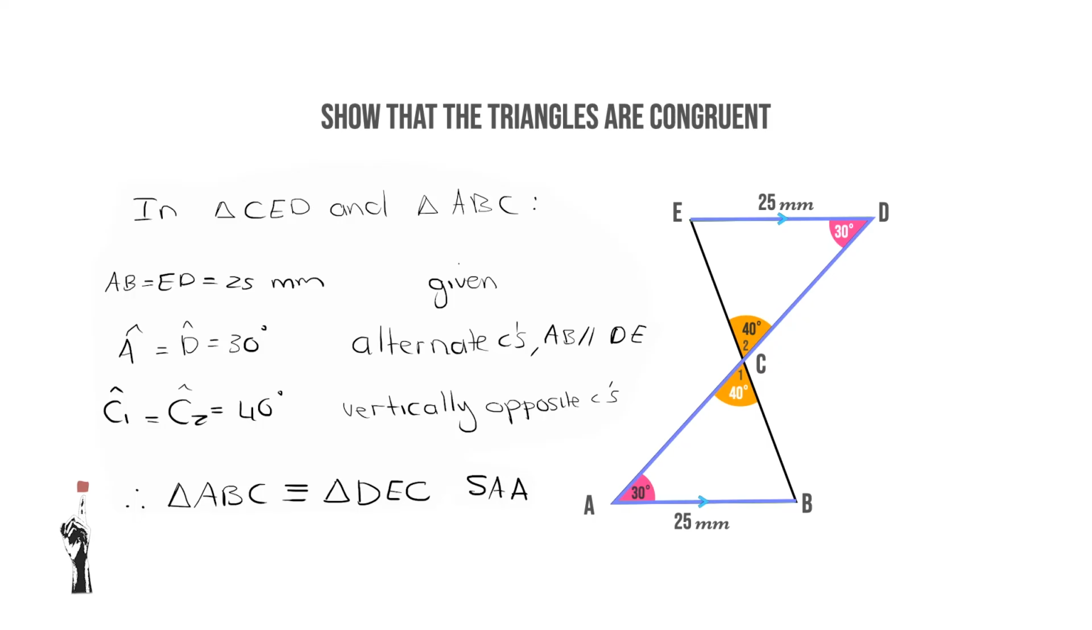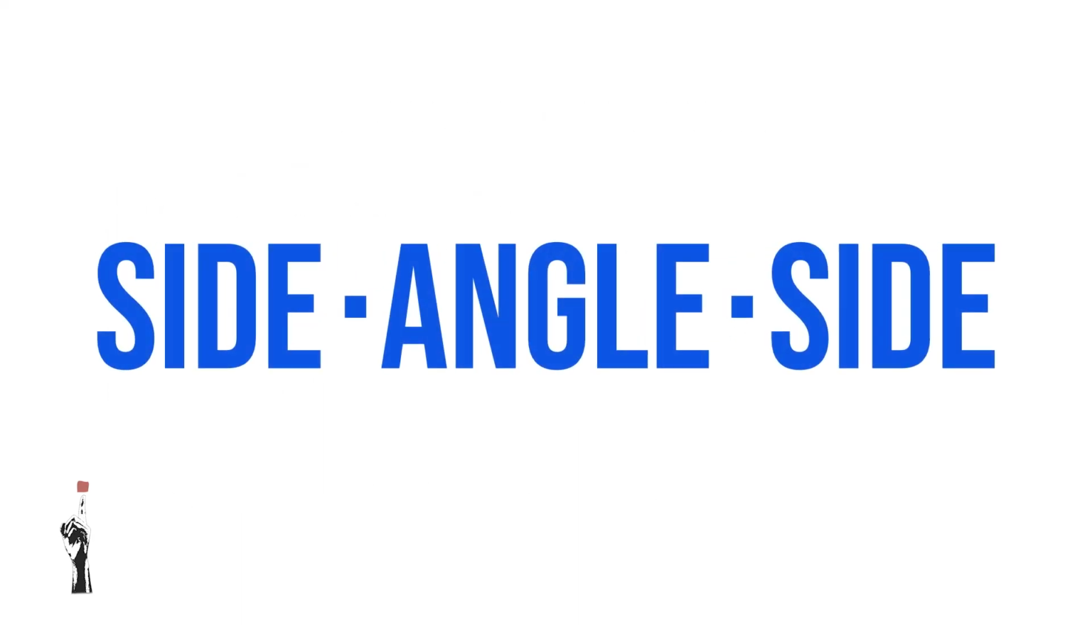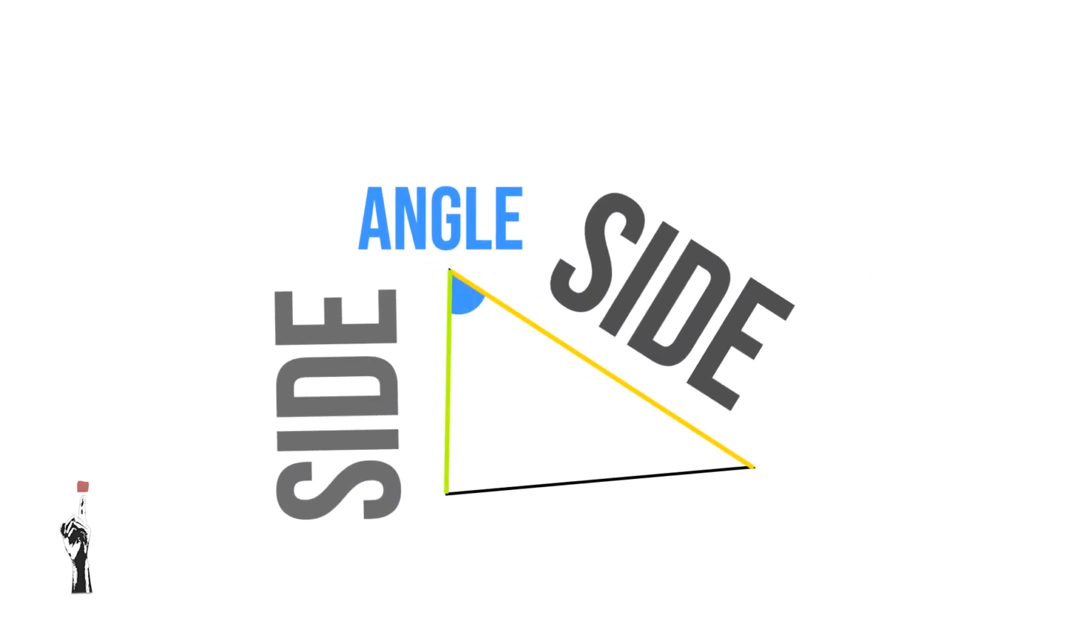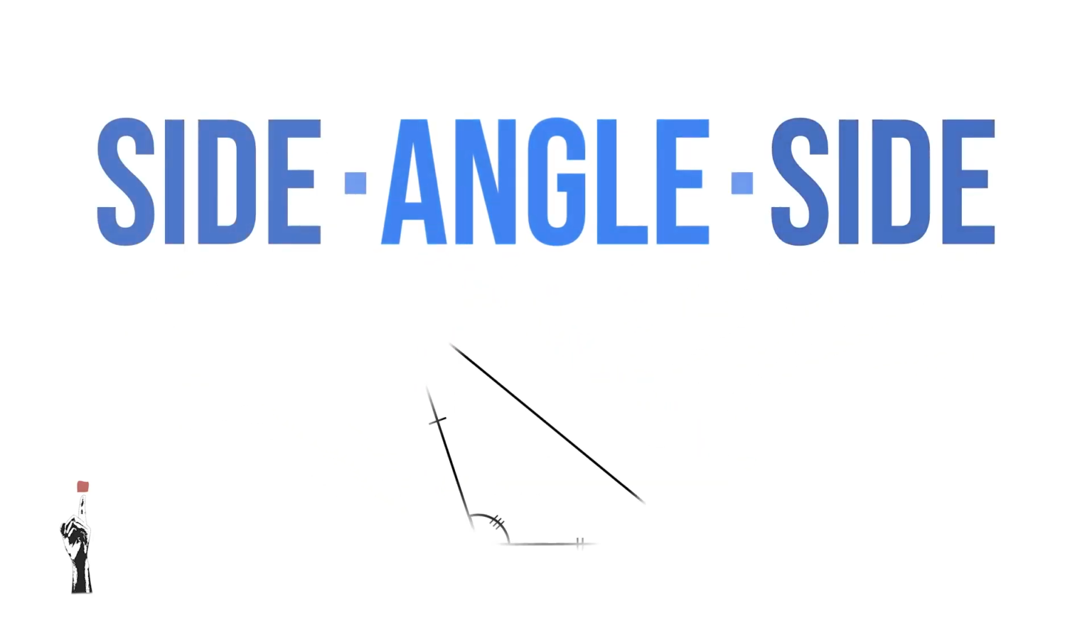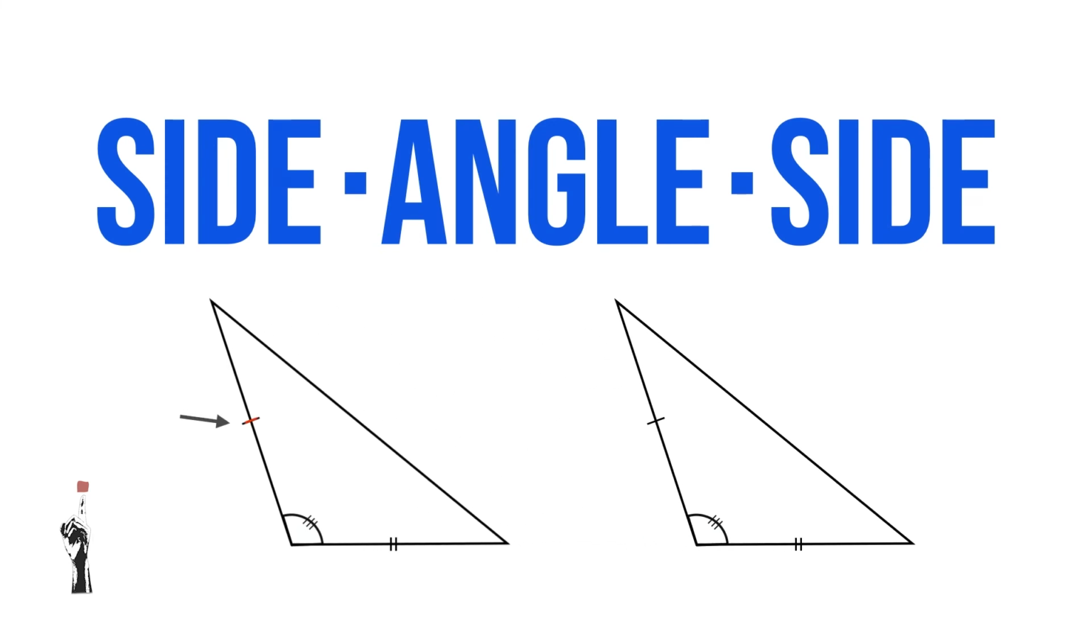My third case to prove congruence is side, angle, side. It is very important for you to see that my angle is specifically written between my two pairs of corresponding sides. Therefore, I can see that since this side is equal to its corresponding side, and this angle is equal to the corresponding angle in the other triangle, and this side is also equal to its corresponding side in the other triangle, it's clear that I can prove congruence, side, angle, side, since my angle is between my two sides.